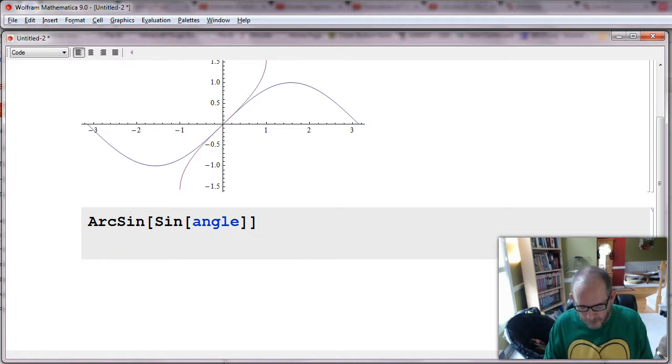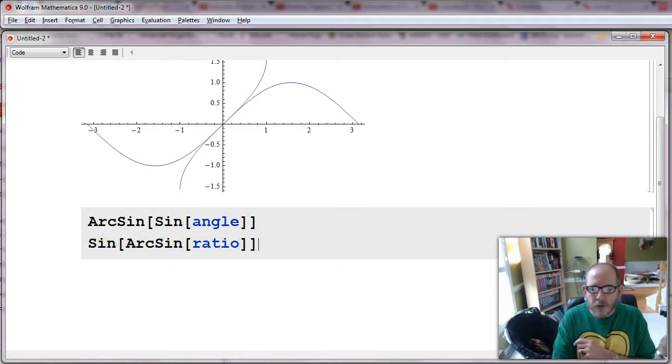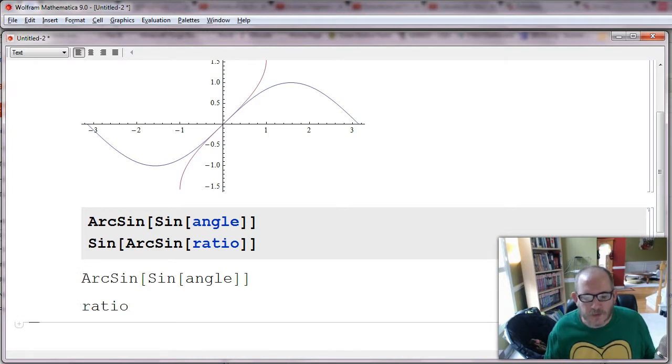And now let's go the other way. Let's take the arcsine, and what do we take arcsines of? Well, ratios of two sides of a right triangle. So we'll take the arcsine of some ratio, and we'll take the sine of that, because that ratio will give back an angle. The arcsine of that ratio will give back an angle, and then the sine of that should maybe give back the ratio. Let's see what Mathematica does with each of those.